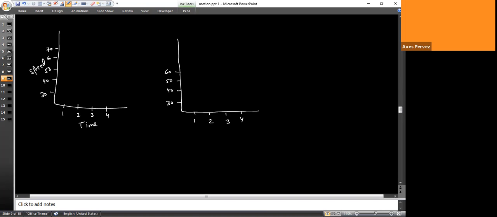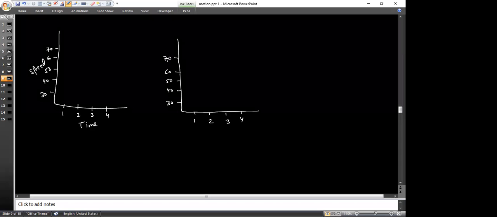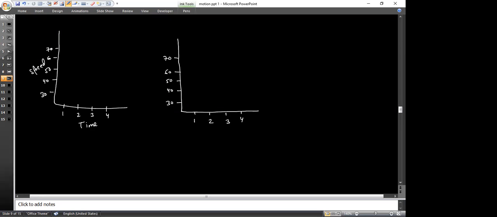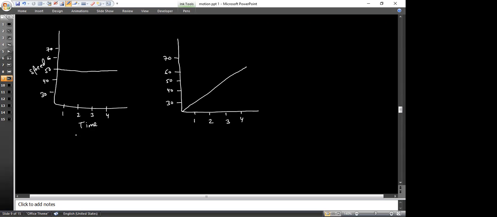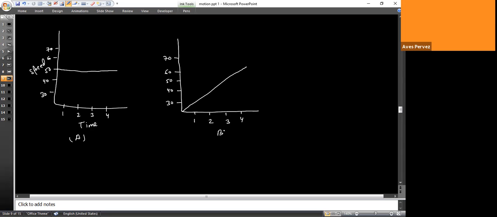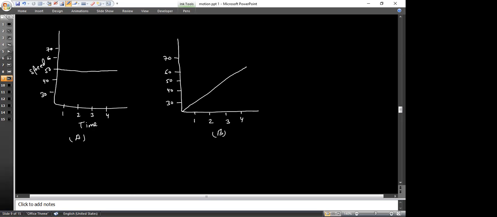So this is 60 and this one is 70. I'm going to draw this one, and just think and use your brain. Don't stress, simply think: which graph is representing the uniform motion? This is graph A, and this one is graph B.